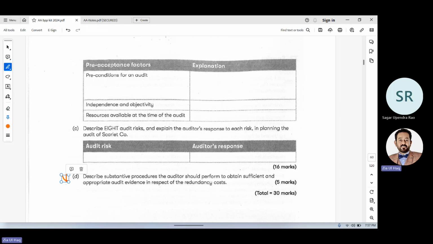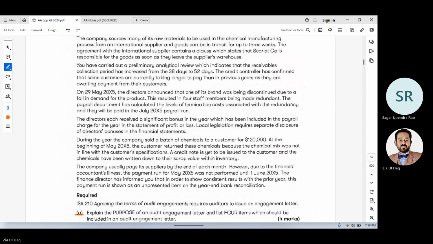Even in requirement C, the half part to identify audit risk we can cover now. Audit response relates to procedures that we will cover in future. But now we will identify 8 audit risks from this question. So describe 8 audit risks and explain the auditor's response. Obviously, the auditor response part we will not be covering. We are just covering identifying 8 audit risks from the scenario. Let's discuss.